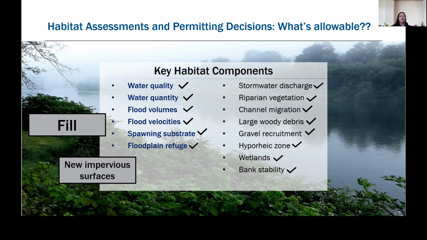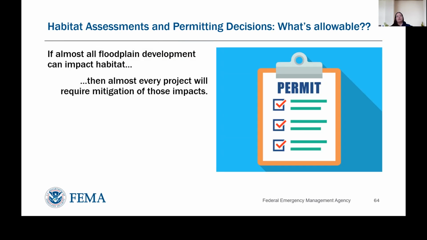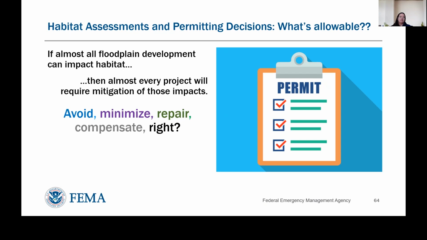So the takeaway from that is that any kind of floodplain development is likely to need analysis, right? If almost all floodplain development can impact habitat, then almost every project is going to require mitigation of those impacts. Okay, so that's true. So the viewpoint is, all right, floodplain management affects habitat. So any kind of proposal we have is going to have to tell us how they're going to offset those impacts or take care of them. They're going to have to follow the mitigation sequence: avoid, minimize, repair, compensate, right?